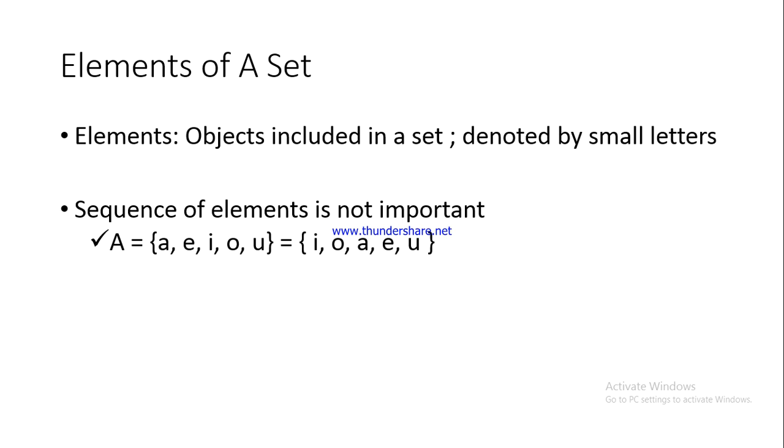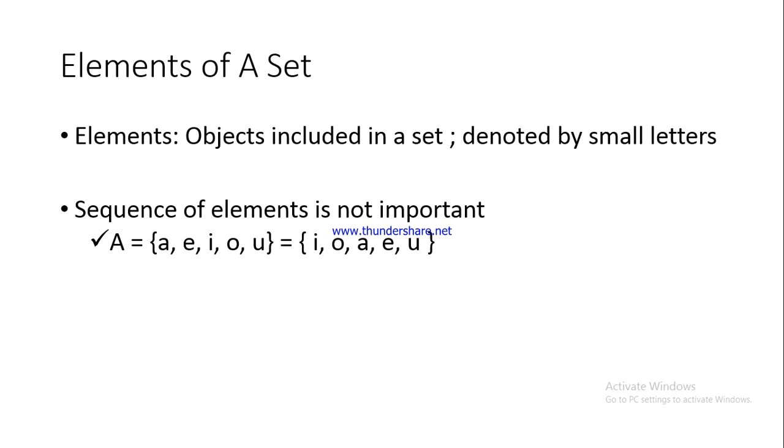So this is one example. A is equal to {a, e, i, o, u}. The capital letter denotes the set A, while the small letters denote the different elements in this particular set: a, e, i, o, u. So naturally, capital A on the left is basically denoting the set, and small a, e, i, o, u are the elements of this particular set. So there are 5 elements, and we can now say that probably A is nothing but the set of all vowels in the English alphabet.